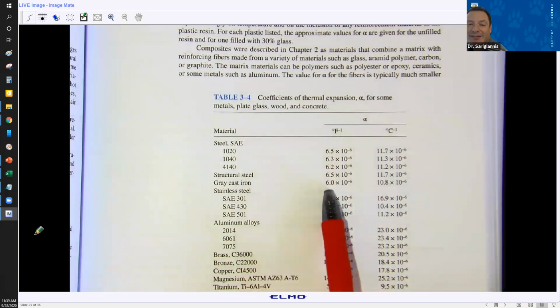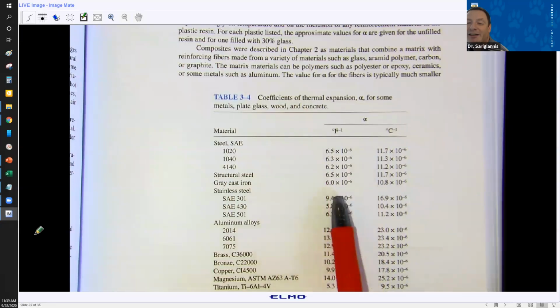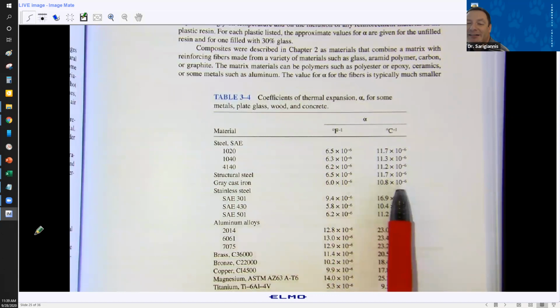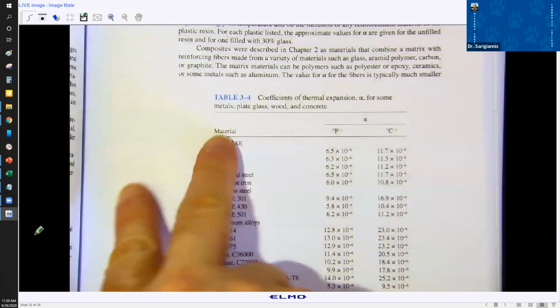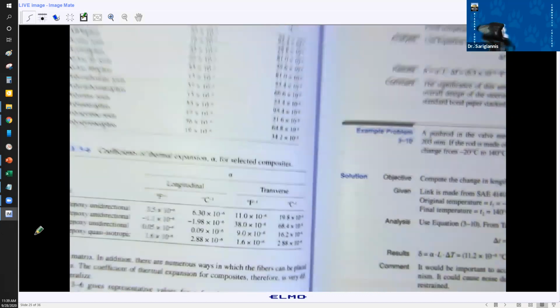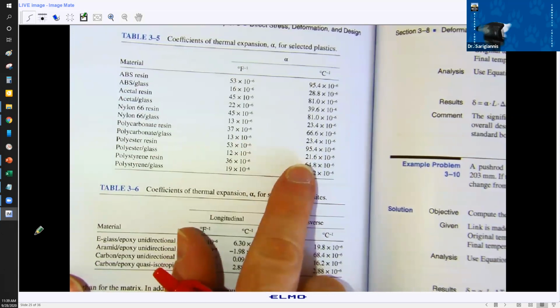Let's see, gray cast iron: 6.0 times 10 to the minus 6 per unit Fahrenheit. But if you're working in Celsius, you've got to use the 10.8 times 10 to the minus 6 per unit Celsius. So be careful which one you choose. Here's more, table 3.5. These are plastics.